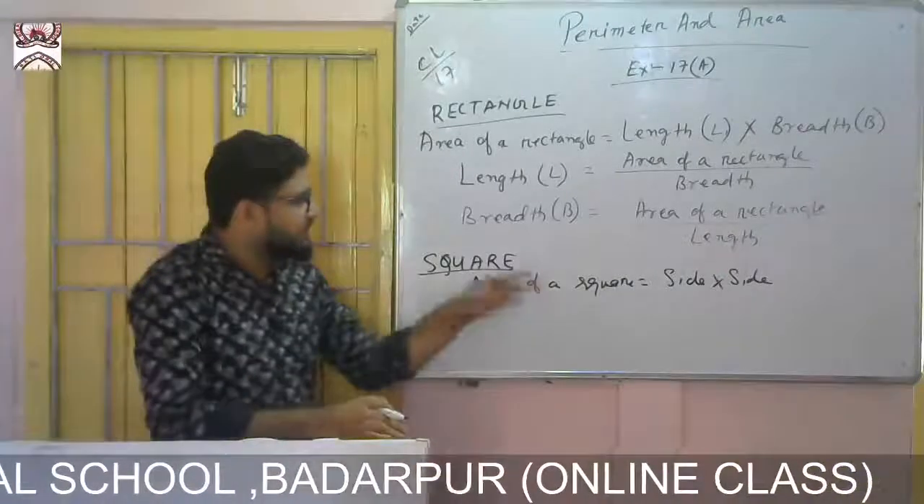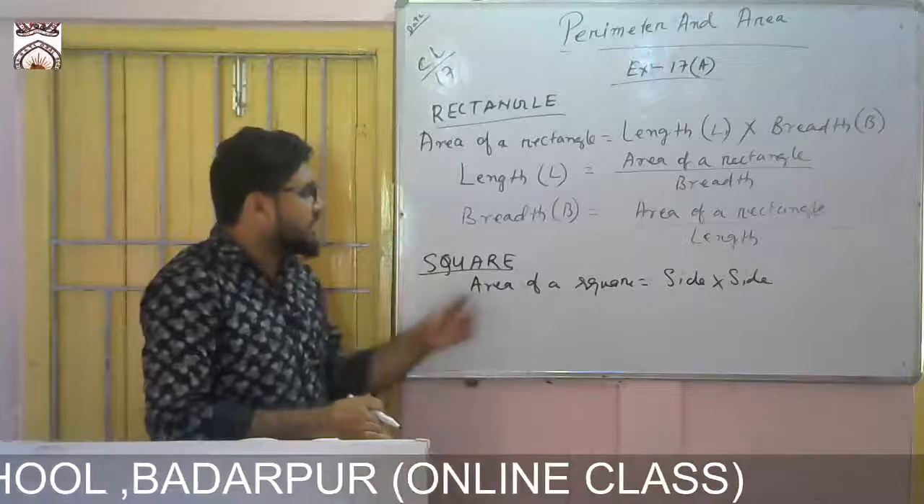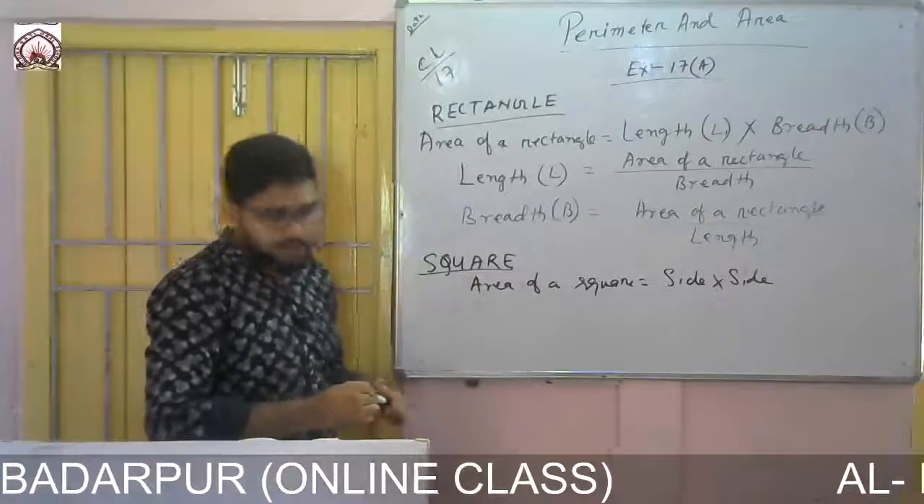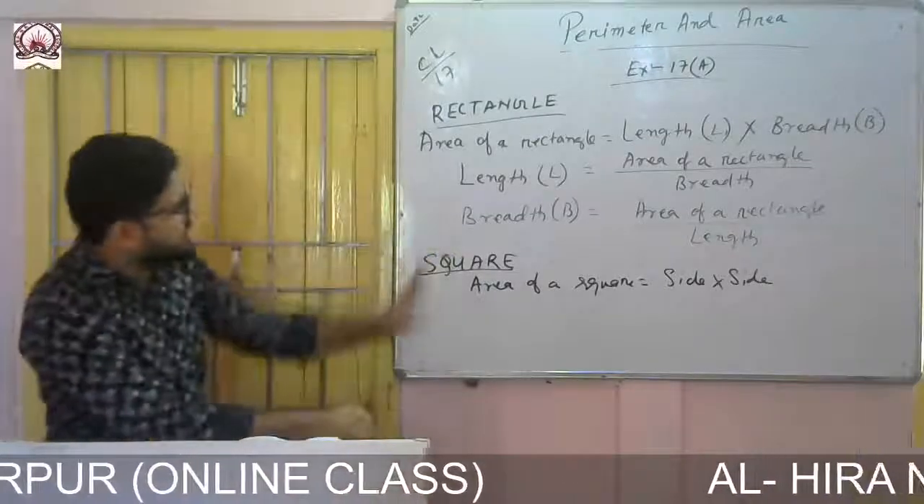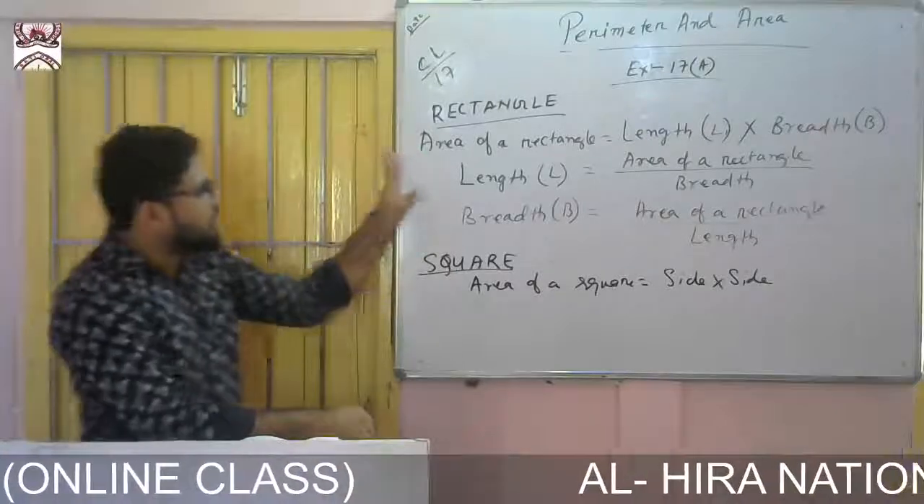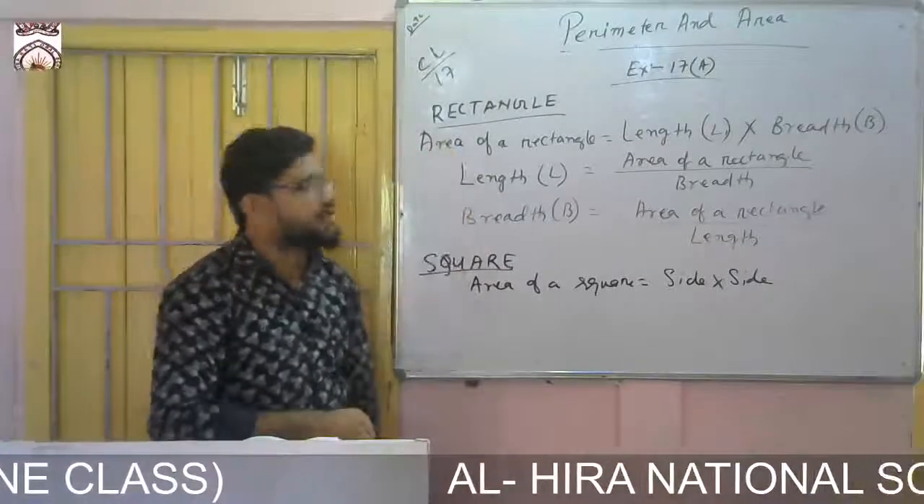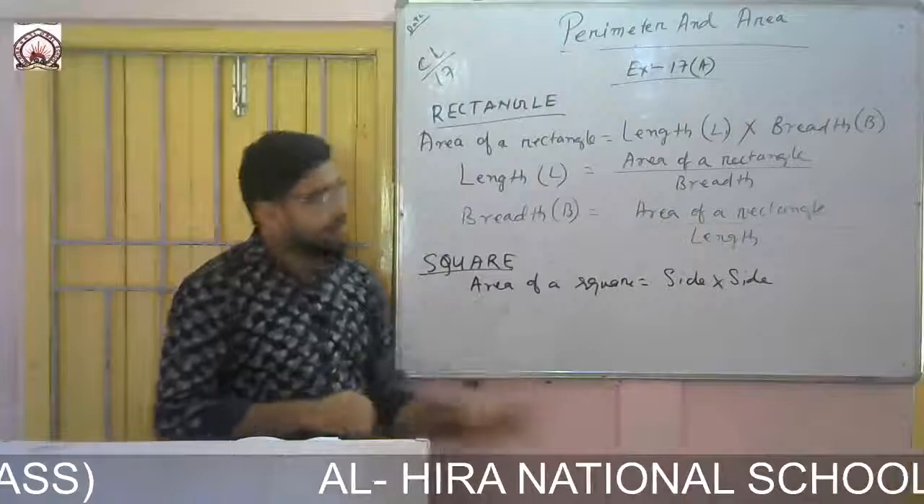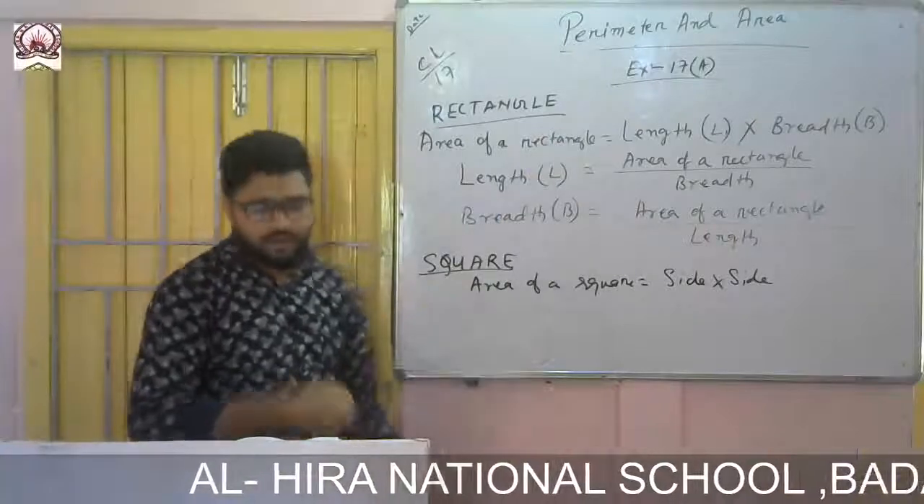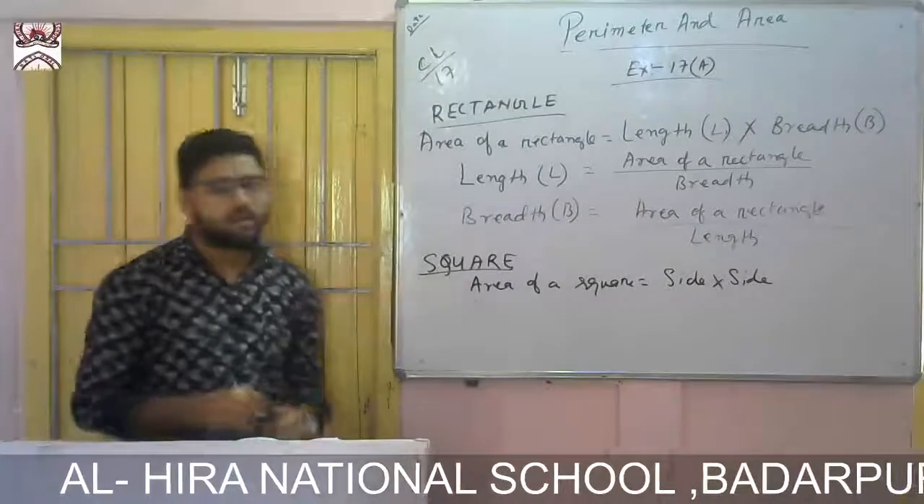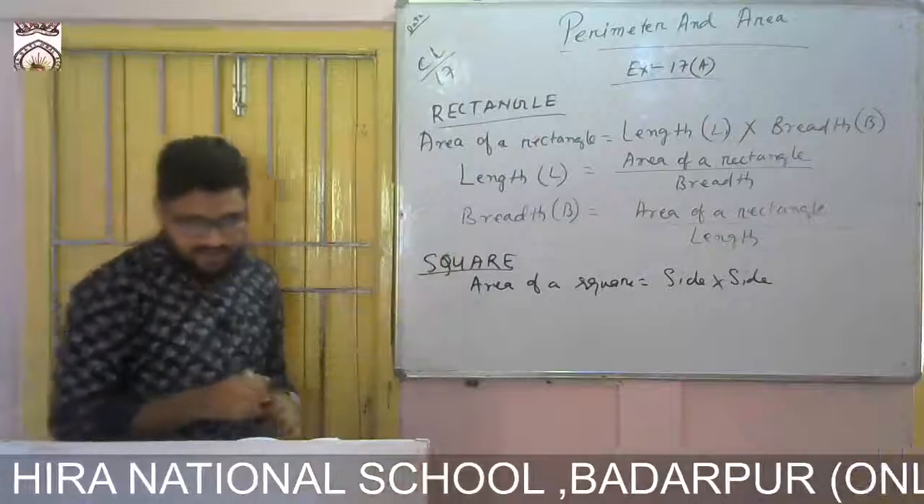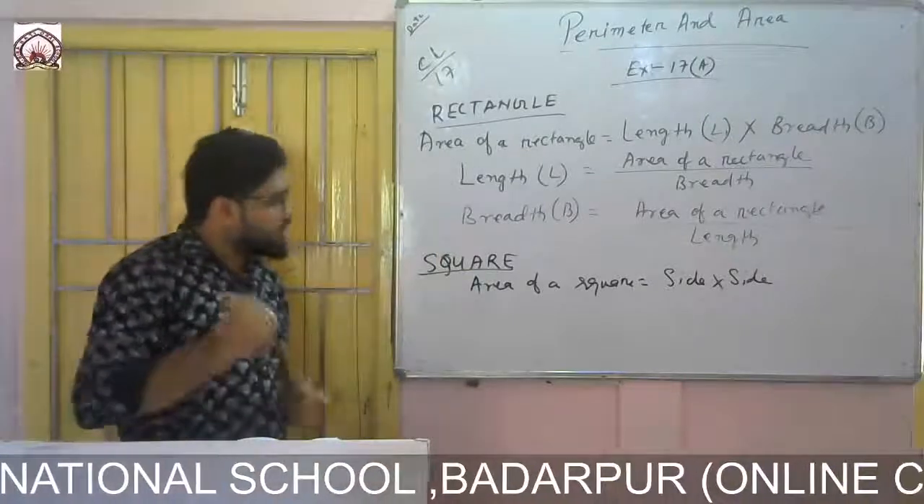Okay, so by using this formula we can find the area of a square. You just write all this down in your copy. You note down all these things in your copy, and with these we'll be using this formula in exercise 17b.